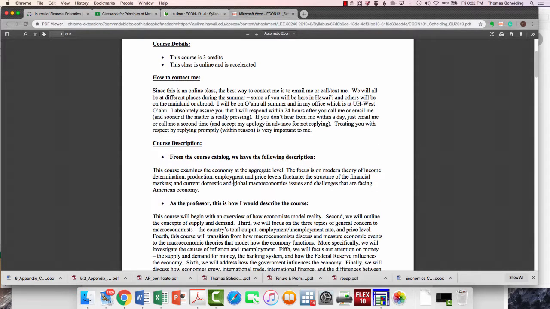Okay. So here's what this course does. Essentially, this is our description from the course catalog. We're doing macroeconomics, which means that we're going to look at overall production in the economy, overall employment levels, and overall prices. And then we're going to look at how the government and the central bank try to change those numbers when they don't like them. That's essentially what we're going to do in this class.